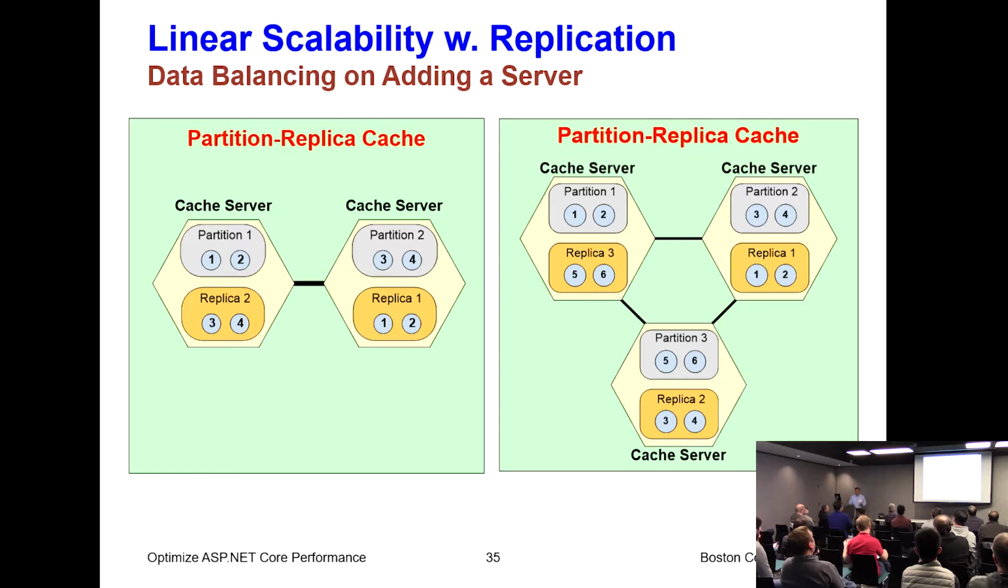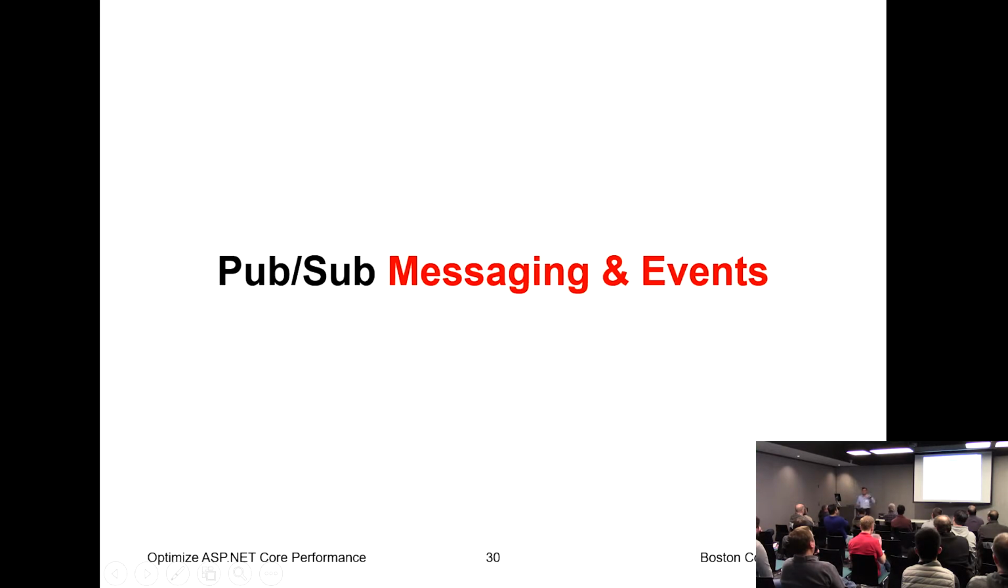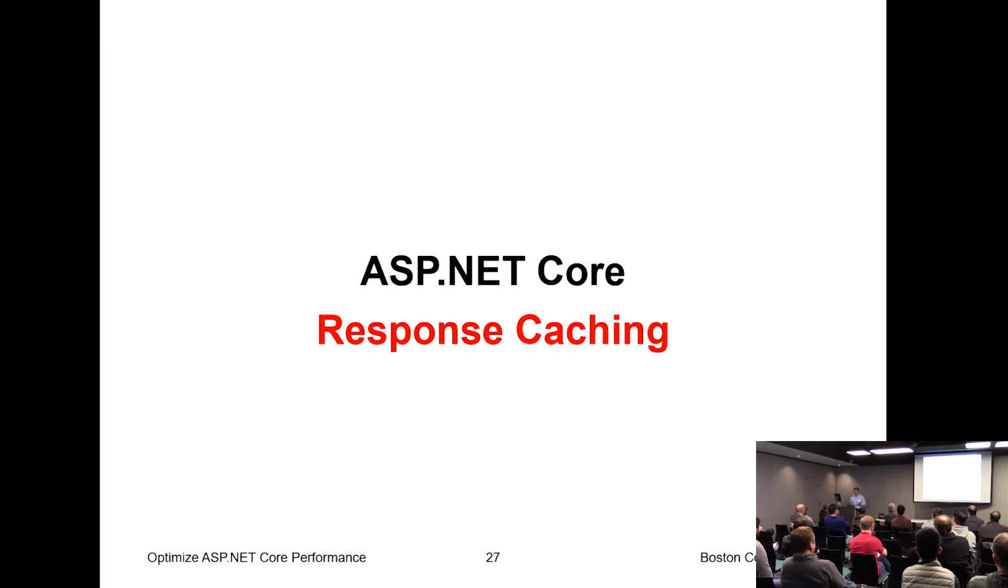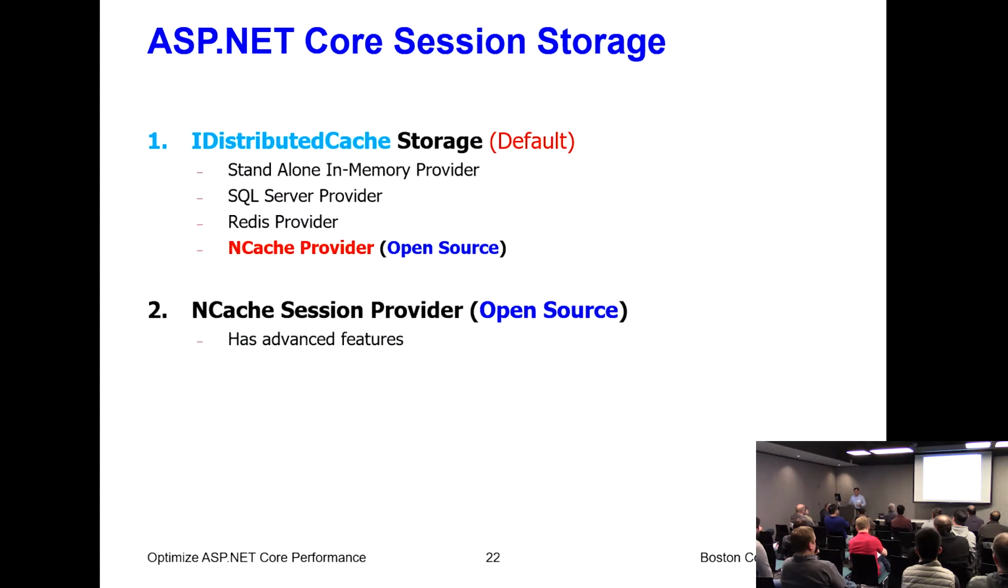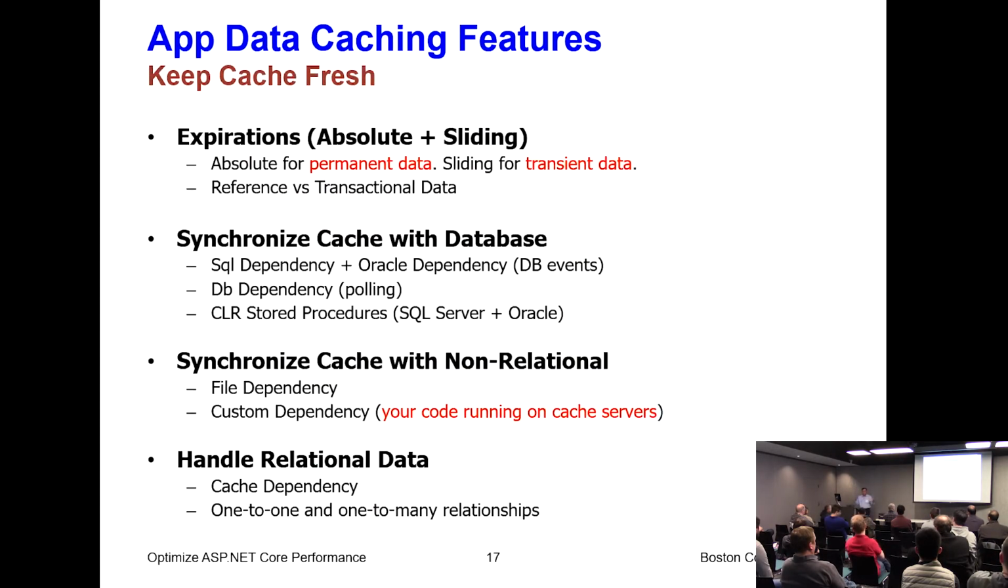the most important thing is that the cache is always fresh. Fresh means it has correct data. If the data changes in the database, the cache has the latest data. So expiration is the most common way that caches do it. Almost all caches have expiration as a feature, and NCache also has it.